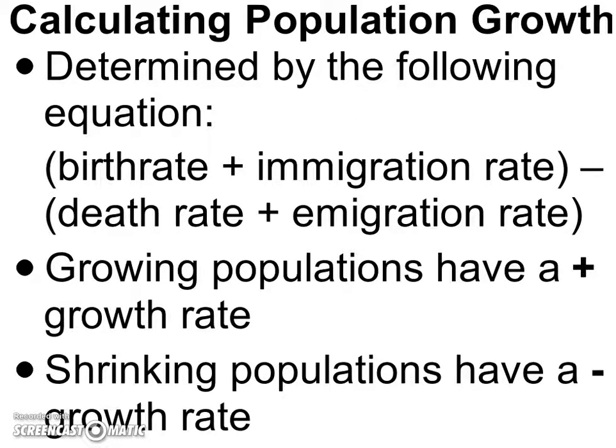Growing populations are going to have a positive number when you do that calculation. Shrinking populations, those that are going extinct or becoming endangered, are going to have a negative growth rate. Now, it doesn't mean that just because it's negative that they are now endangered. It means that they had more of their species die off in that year than they had grow in that year. So keep that in mind, and we'll talk more about that in just a minute.